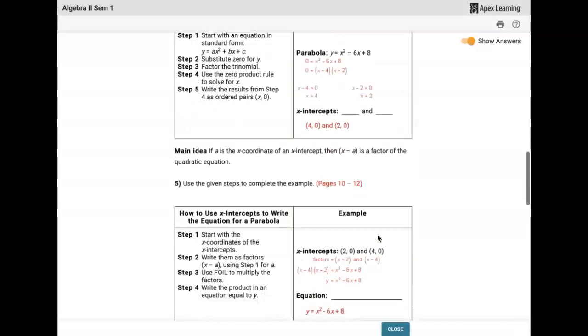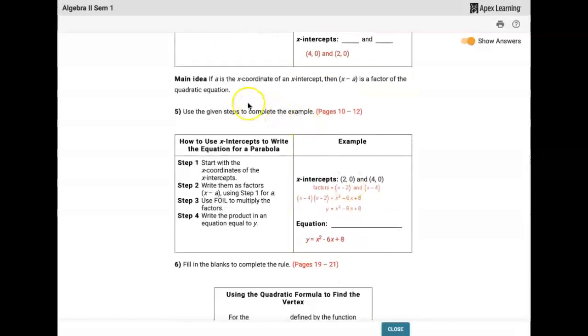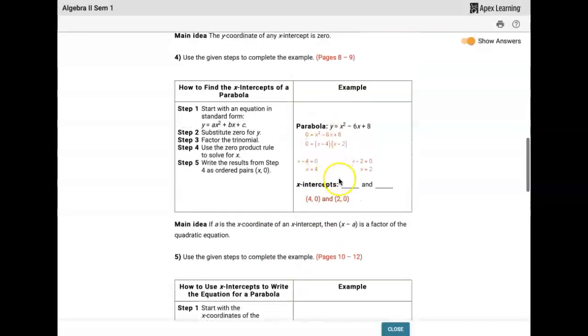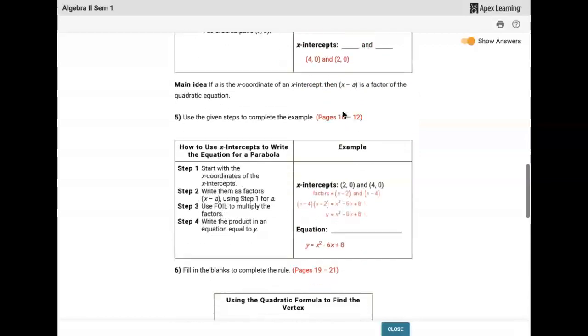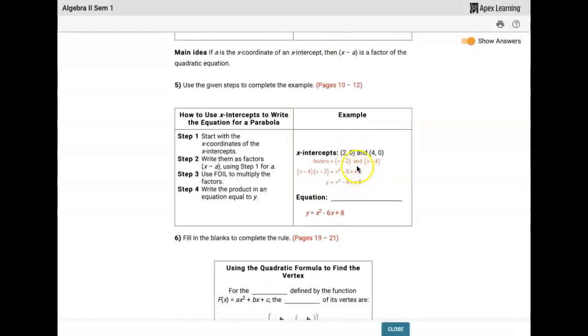Moving forward, the main idea: if a is the x coordinate of an x-intercept, then x minus a is a factor of the quadratic equation. So basically we're moving in the reverse direction. Knowing that x is equal to 4, I can work back and know that I had to get x minus 4 equal to 0. Therefore, that was a factor. Therefore, if I FOIL this out, I can get all the way back to my original, right?